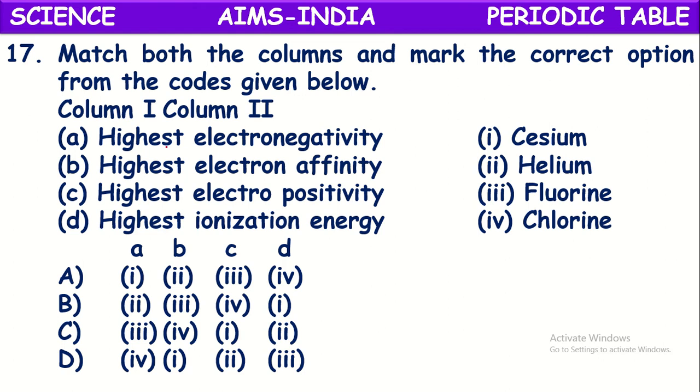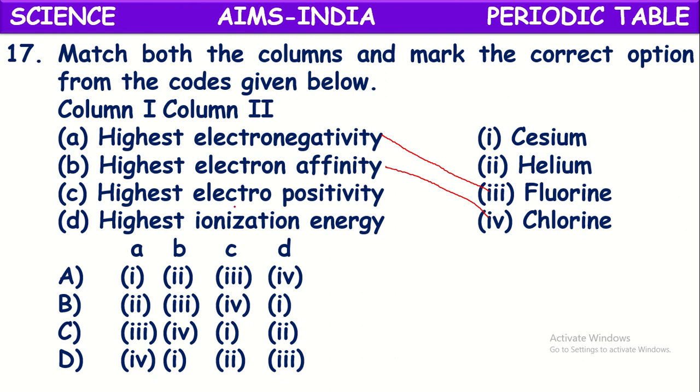So in column 1, they have given certain properties, and the elements with the highest of that property are given in column 2. Try to match this. The element with the highest electronegativity is fluorine, isn't it? The element with the highest electron affinity, we know, is chlorine. Instead of fluorine, it is chlorine with the highest electron affinity. We know why: because of the smaller size of fluorine.